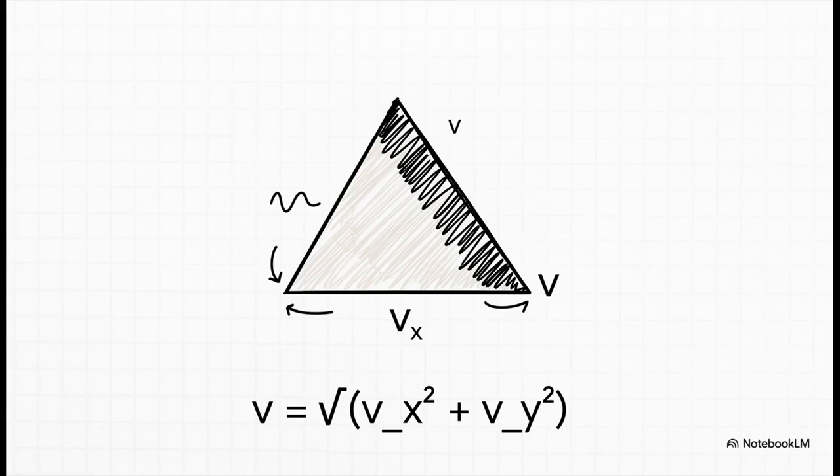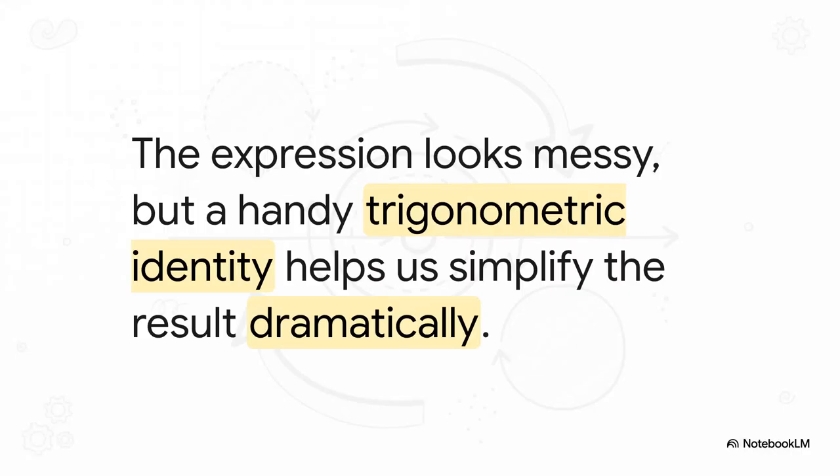Fantastic! We've got our separate velocity components, vx and vy. To get the total speed, which is just the magnitude of the velocity, we put them back together using the Pythagorean theorem. Square them, add them up, and take the square root. Now, if you were to actually plug our expressions for v sub x and v sub y into that square root, you'd get a big, ugly mess.